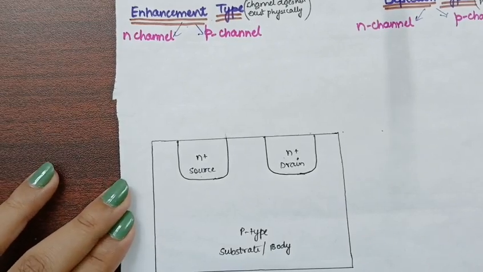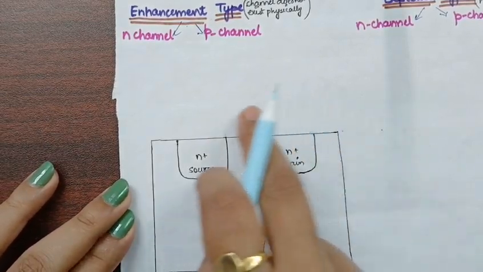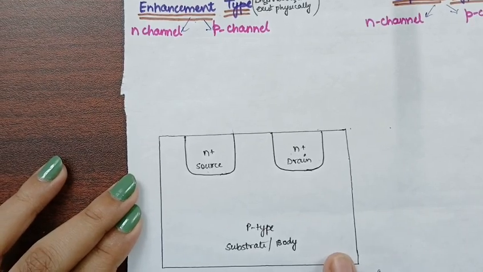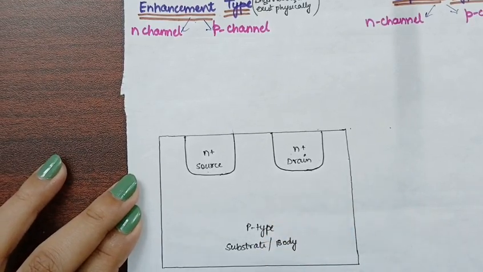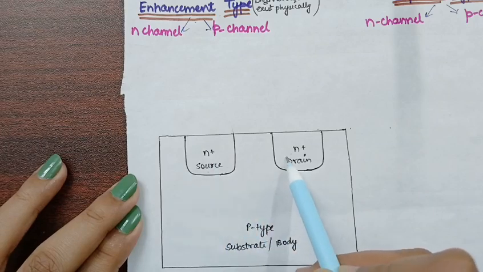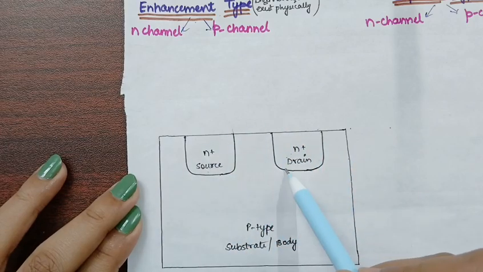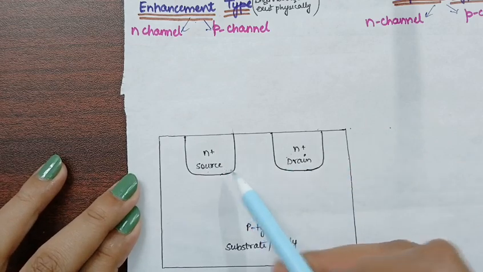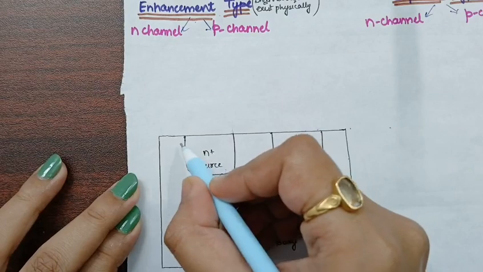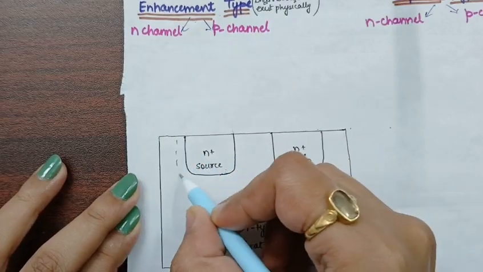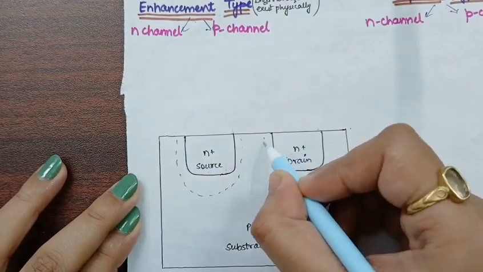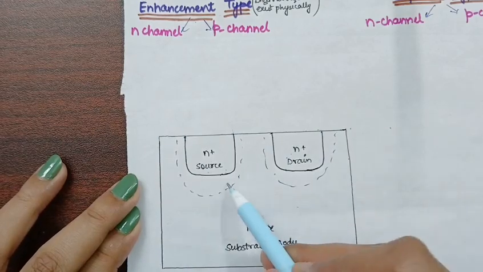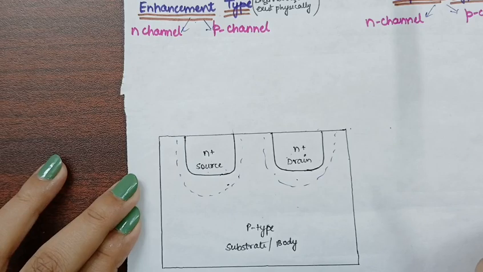Now you can see that MOSFET consists of a P-type material substrate, that is the body. Now on this body, two N-wells are formed by diffusing the N-type material on it. Now due to this N-type material and P-type material, there will be a formation of a PN junction. Now this region is called a depletion region.